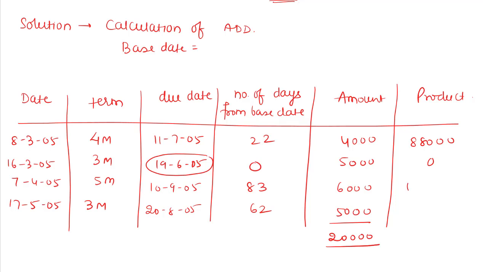Total of product column. 0. 6,000 multiplied by 83 is 498,000. 5,000 multiplied by 62 is 3,10,000. The total is 896,000.